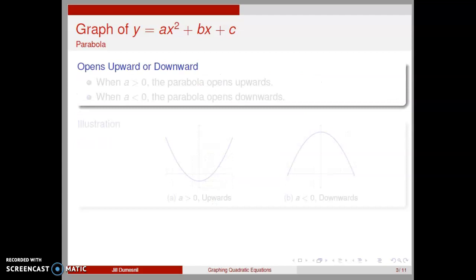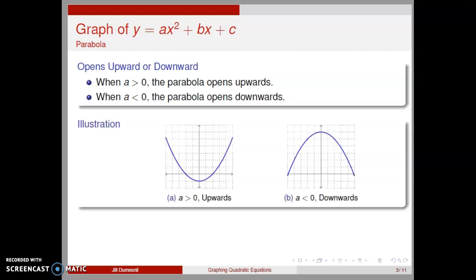We've already stated that the graph of a quadratic equation y equals ax squared plus bx plus c is a parabola. To determine whether the parabola opens upwards or downwards, we consider the sign of the leading coefficient a. When a is positive, the parabola opens upwards. When a is negative, the parabola opens downwards. The illustration shows an upward opening parabola and a downward opening parabola. Each parabola has an axis of symmetry and a vertex.